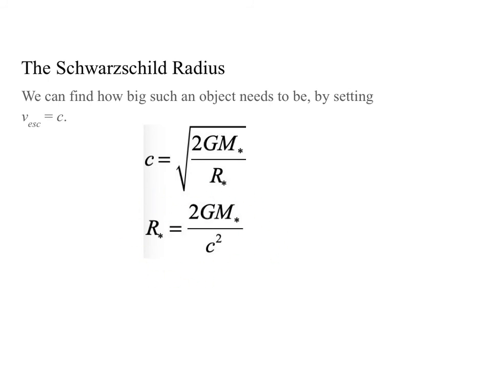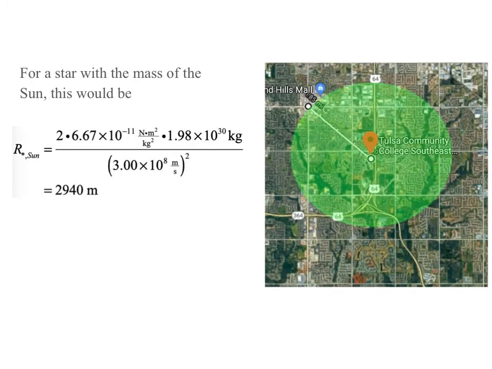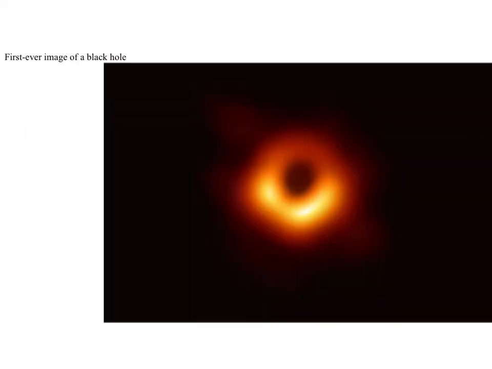For a star the mass of the sun, that radius turns out to be about 3 kilometers, 2.9 kilometers. So if you sort of look, it's not as big as Tulsa. All right, here's a little bit of South Tulsa, centered on TCC for historical reasons, and it gets about 2 grid boxes.